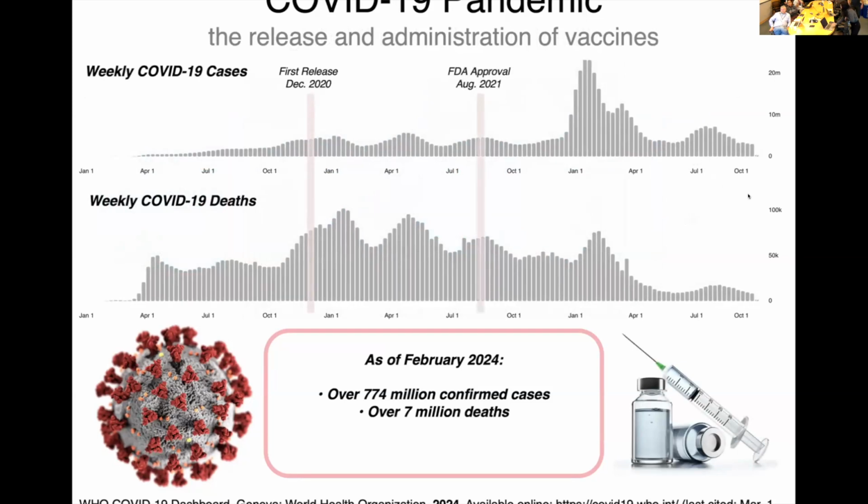So it's missing a lot of the current data, but we have the first release of the vaccine at the end of 2020, and then FDA approval in August 2021. And as the vaccine started rolling out, even if the number of cases increased, the number of deaths coming from these cases remained relatively lower compared to earlier on.